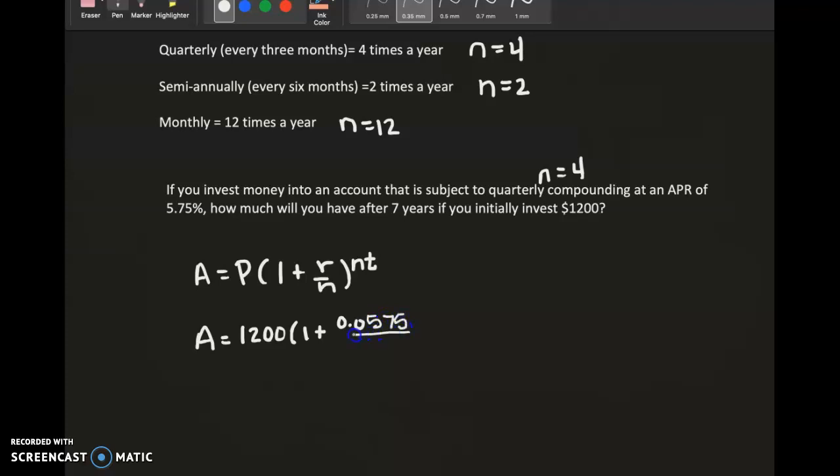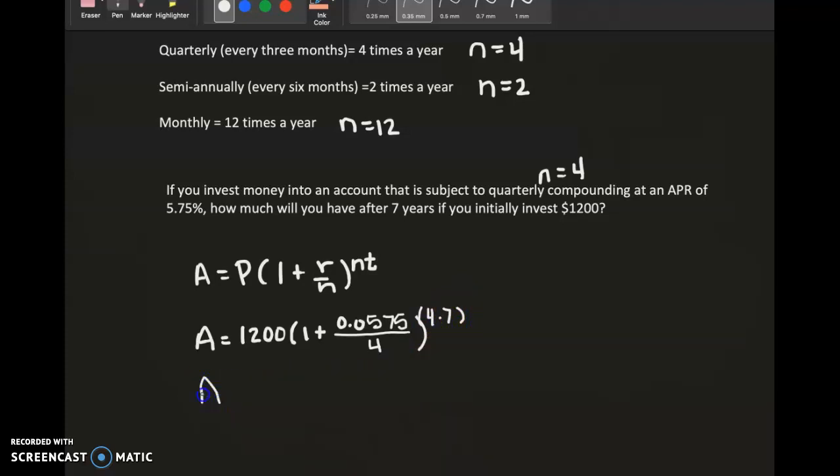The money is being compounded quarterly, so N is 4. Then this is all to the power of 4 times 7. When you're plugging this into your calculator, make sure that the 4 times the 7 is all in the exponent spot, so you might need to put parentheses around both of those when you're plugging it in.